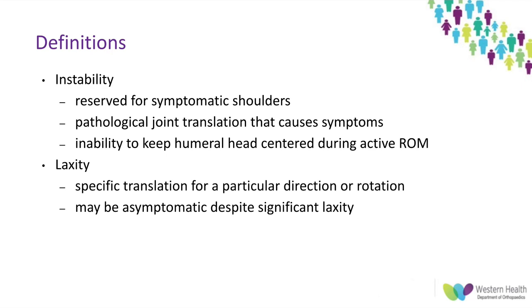So there's a key distinction between instability and laxity. Instability is reserved for symptomatic shoulders. It describes a pathological joint translation that causes symptoms, or an inability to keep the humeral head centered during active range of motion. Laxity, on the other hand, is a specific translation for a particular direction or rotation, and patients may be asymptomatic despite significant laxity.